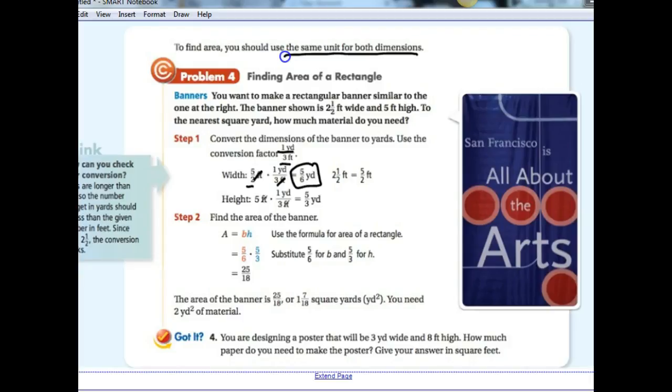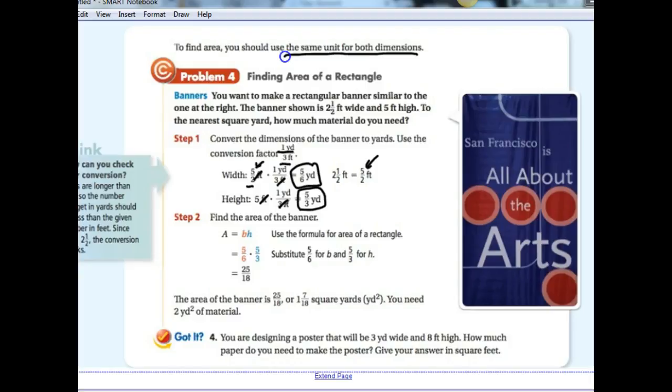So 2.5 feet, again, is where I got the 5 halves over here in the problem, and then I multiply it by 1 yard over 3 feet so that the feet cancel and I'm left with yards. Now the height, again, 5 feet, times 1 yard over 3 feet would convert, again, with our feet canceling, into 5 over 3 yards. Now both of those are fractions, and I know that throws our brains off a little bit, but don't worry. Your calculator will do the work for you.